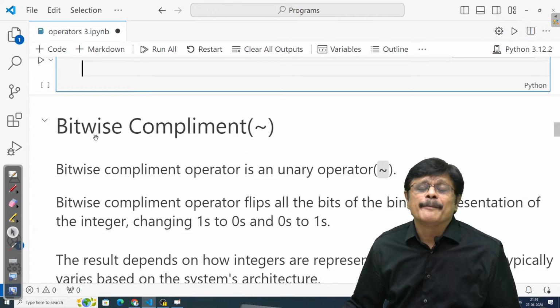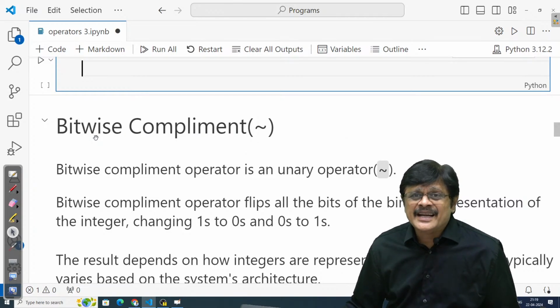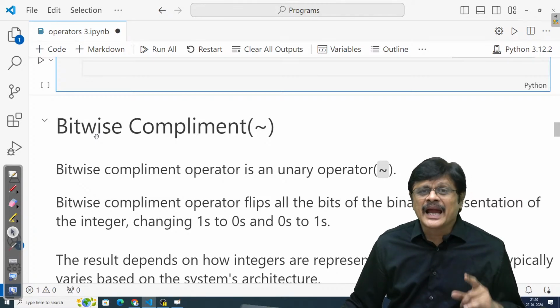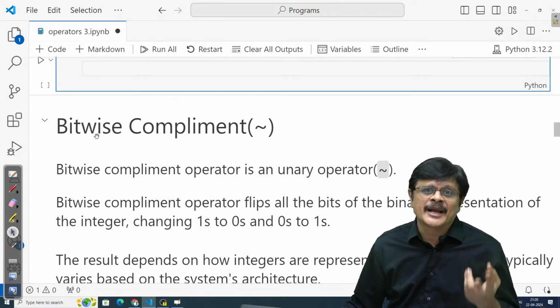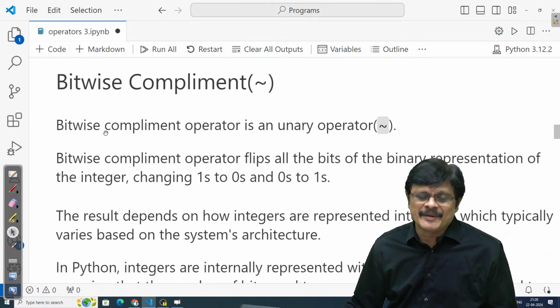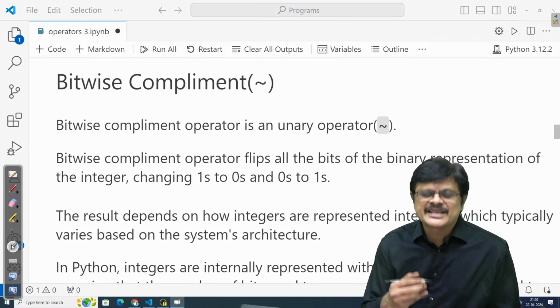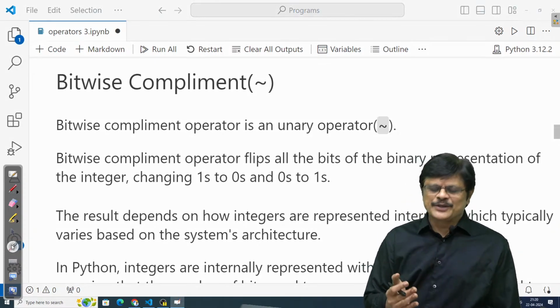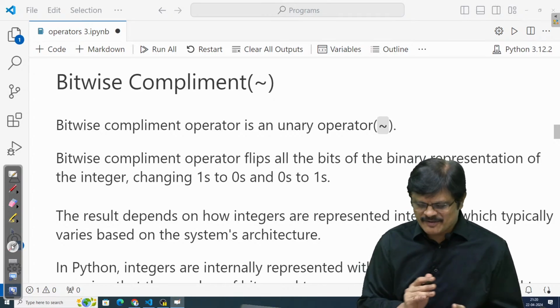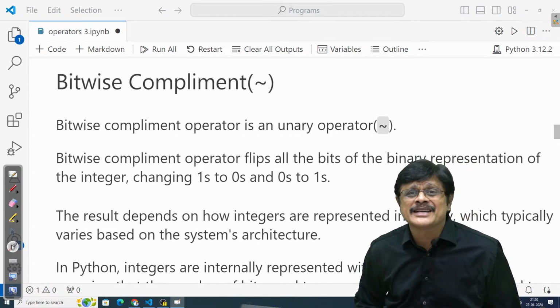So that is about bitwise AND, bitwise OR and bitwise XOR. Out of these three, bitwise AND has higher precedence than XOR, then OR. Now comes bitwise complement. This bitwise complement generally troubles people, but in Python, because you can visualize the numbers very clearly, it is very simple for us. So let us try to understand this bitwise complement.